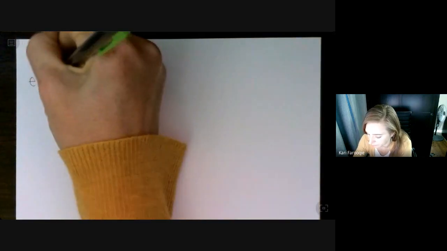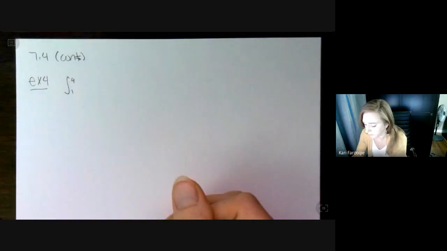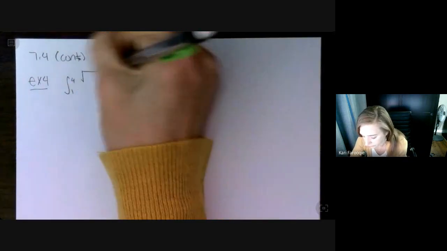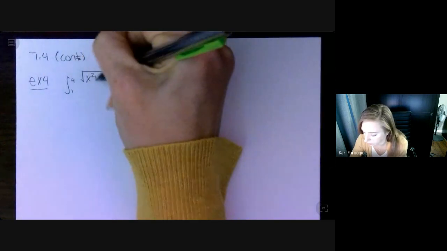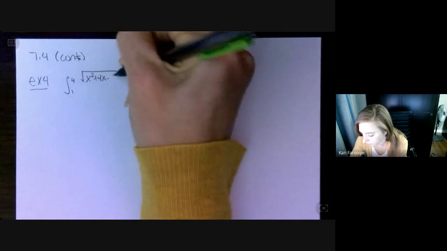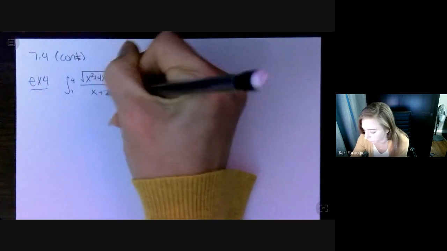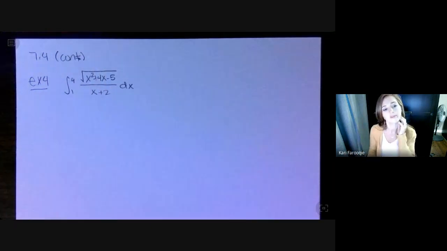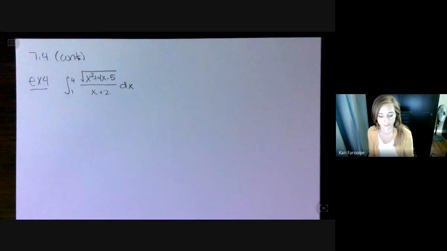Example 4, we're going to do another definite integral. This will be the integral from 1 to 4, and I'm going to give you a fraction here. In the numerator, you have x squared plus 4x minus 5, and in the denominator, you have x plus 2, dx. What we've been doing in this section is completing the square, and we're going to do that again here.